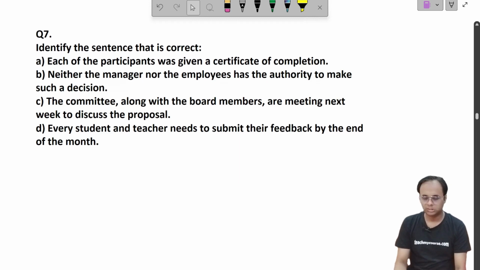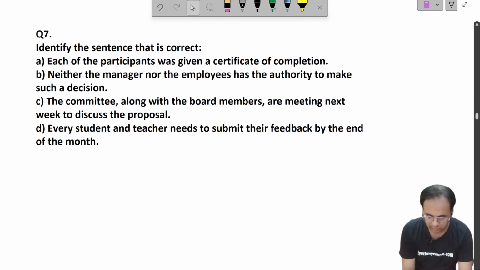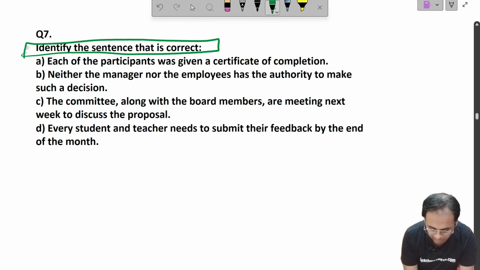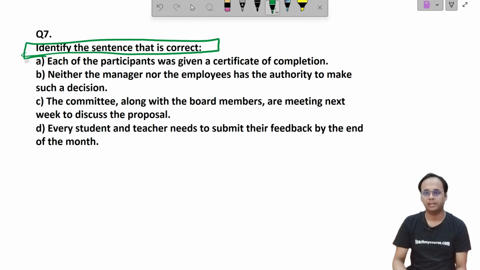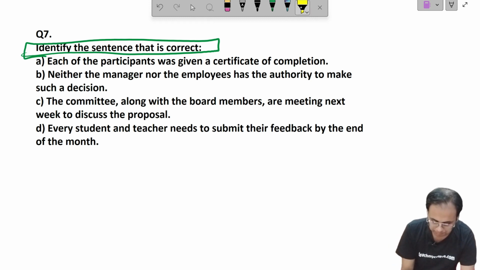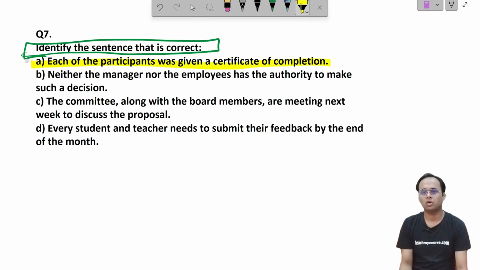So we move on to the seventh question, which says identify the sentence that is correct. Now we have four sentences and we have to identify which sentence is correct. Obviously the other sentences would be having some sort of error because only one of the sentences is correct. So let us see the first one. Each of the participants was given a certificate of completion.